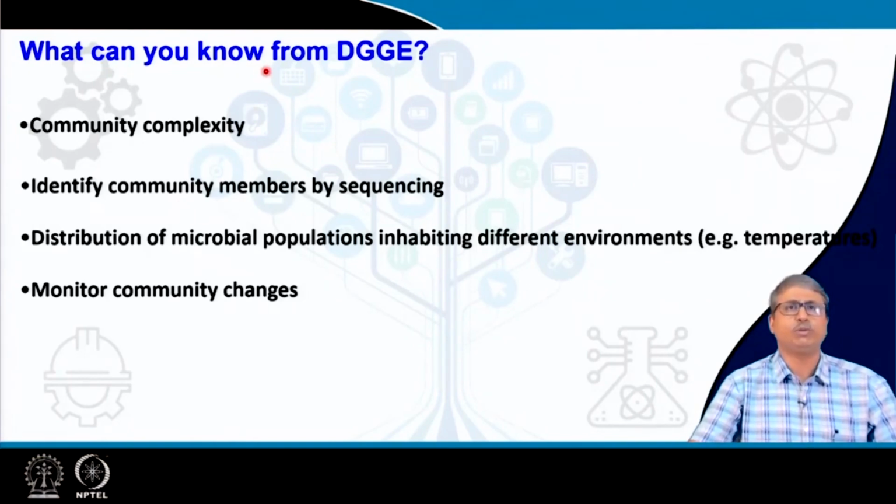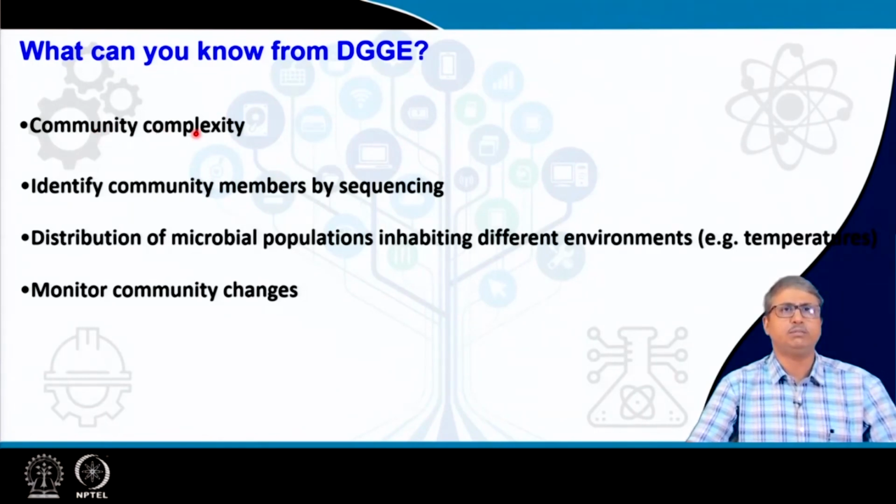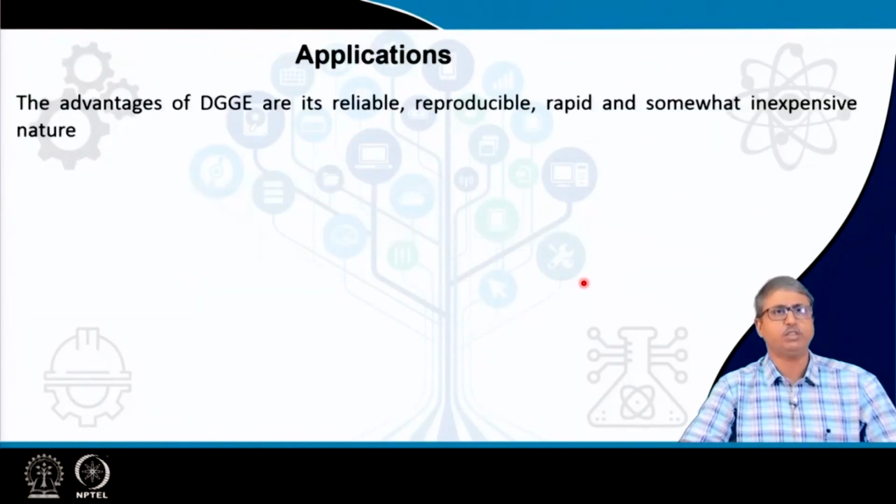So what can we know from the DGGE? We can know the community complexity, because more bands will reflect the complexity. We can identify the community members by sequencing; individually, each band can be cloned and sequenced. We can see the distribution of microbial populations inhabiting different environments, like temperature, pH, etc. Particularly in water distribution systems or other effluent processing systems, these methods are very useful because it's the same water flowing through different treatment processes. So we can see how the treatment process is working on it, or in a similar type of environment with certain differences in some parameters, monitoring the community changes.